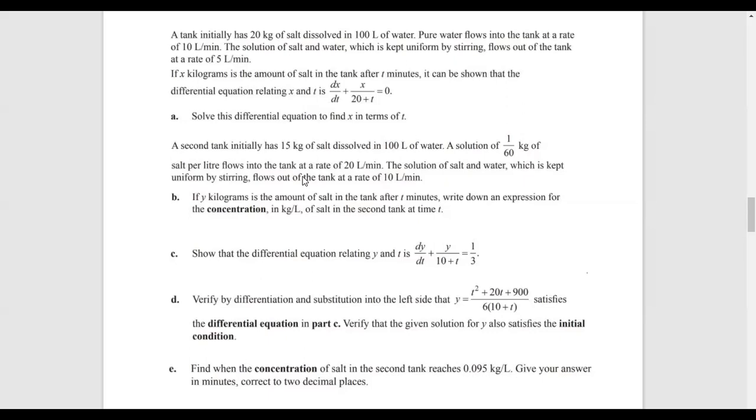Okay, so when you're doing questions, have an idea of what's going on, right? So you've got a tank. It has 20 kilograms of salt to start with in 100 liters of water. Pure water flows into the tank at 10 liters per minute. So pure water.